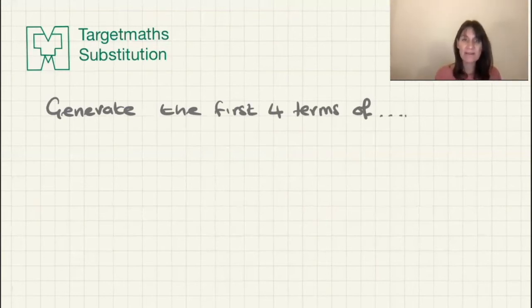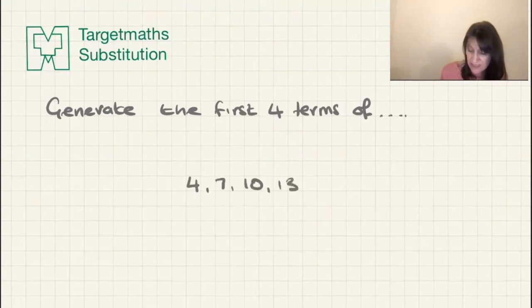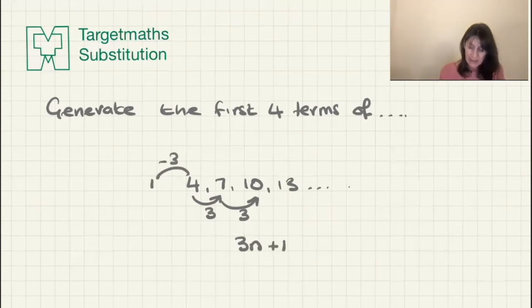Now, what do we know about sequences so far? We know that a sequence, let's say we've got 4, 7, 10, 13, and on it goes. We know that we can write an nth rule. We can say it's going up in 3s. It's doing it every time, so it's 3n. And if I take off 3, I end up at 1. So I've got 3n plus 1.